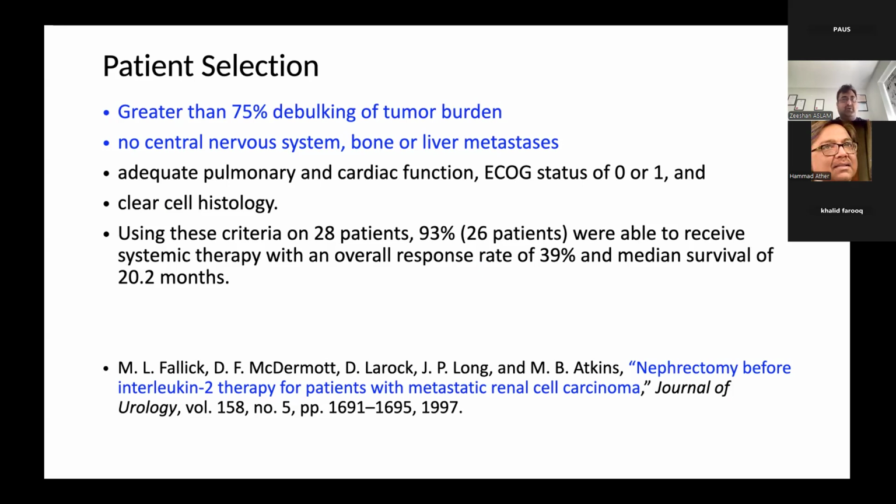These are the groups which were not shown to benefit at the time. I can speak about bone in this era. If there are isolated lesions, then they can often be combined with radiotherapy. And I'm sure Professor San will teach us a bit more about that.